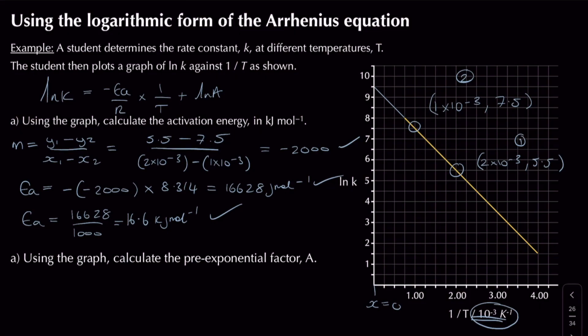Well, of course, I need to look at my y-intercept, which is going to be this point over here. So I'm going to circle that as well. I know my ln A value, because remember, it's not going to be a pre-exponential factor. It's a natural log of it. That's going to be equal to 9.5.